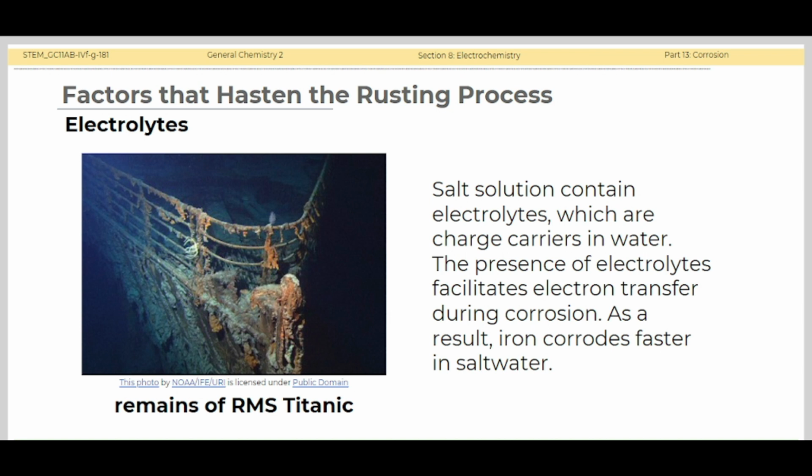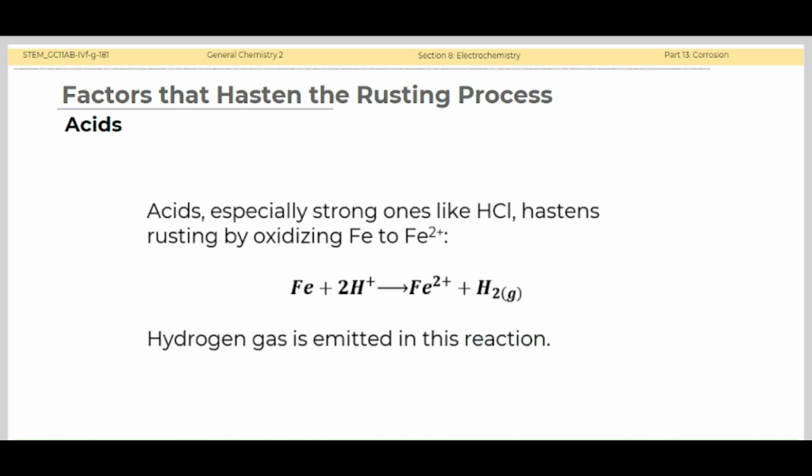Salt solution contains electrolytes, which are charge carriers in water. The presence of electrolytes facilitates electron transfer during corrosion. As a result, iron corrodes faster in salt water. Acids, especially strong ones like hydrochloric acid, hasten rusting by oxidizing iron metal to iron 2 ion. Hydrogen gas is emitted in this reaction.